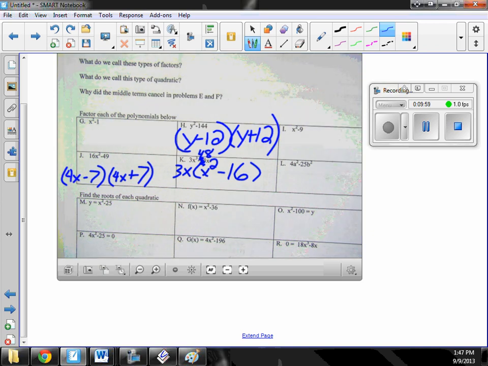Now can I factor that further? Ashton, you might want to pay attention. 3x times x minus 4 and x plus 4. Okay. Is L a difference of squares? Yeah. What are my factors?